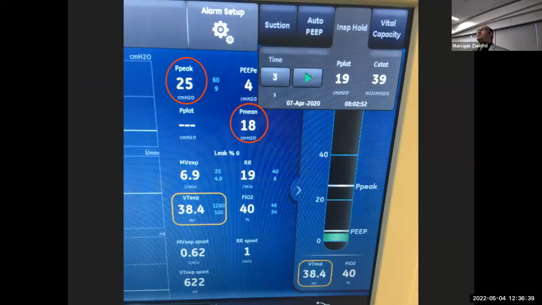So this is how you look at your mean airway pressure. This patient has an 18 mean airway pressure, his peak is 15, and his plateau is 19. So this number, that's what you use in the equation for the oxygenation index.